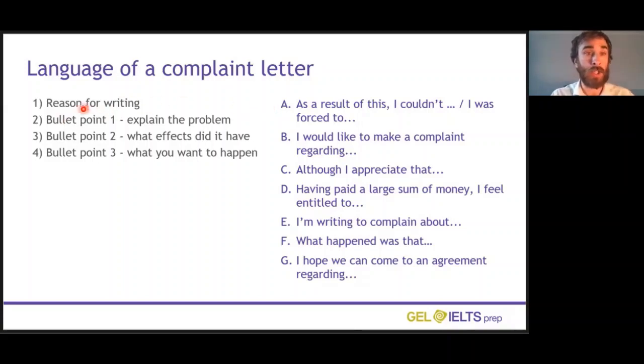So in paragraph 2, we've explained the problem. In paragraph 3, we're going to say, as a result of this problem, I couldn't do this, or I wasn't able to do this, or I was forced to do this. I couldn't, we could use with more semi-formal language. I was not able to would be more formal. I was forced to is something you had to do as a result.